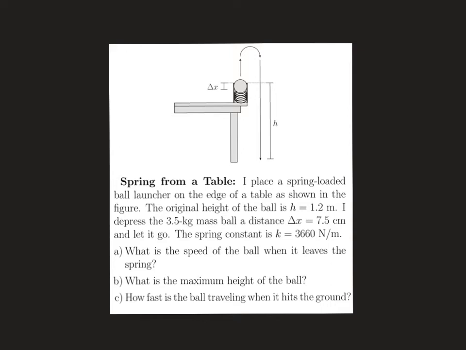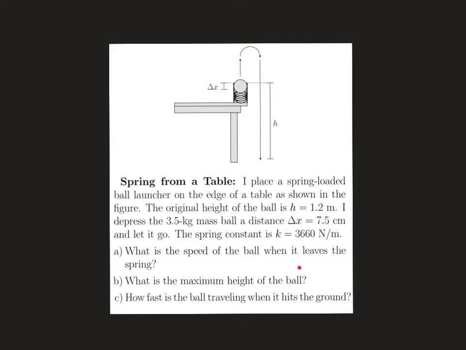In this whiteboard problem we have a spring sitting on a table. We know the original height of the ball is 1.2 meters. What the picture is supposed to show is the height of the ball from the floor, right there. The ball right now is not at that height; it is depressed a distance of 7.5 centimeters. The mass of the ball is 3.5, and the spring constant is 3660. We want to know the motion of the ball in a few different places.